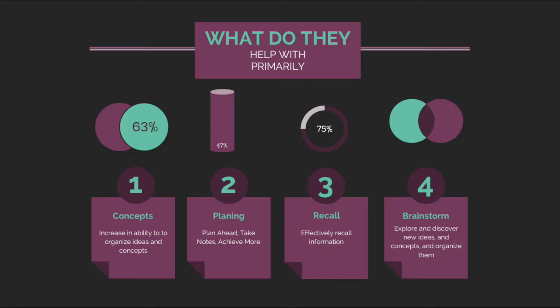For you to understand what mind mapping is, you need to understand also what it helps with primarily. So first thing is concepts. Increase in ability to organize ideas and concepts. Mind mapping is all about you taking big concepts and dividing them into smaller concepts in order for you to first understand this concept very well, and second, organize all the different ideas and concepts inside this concept itself.